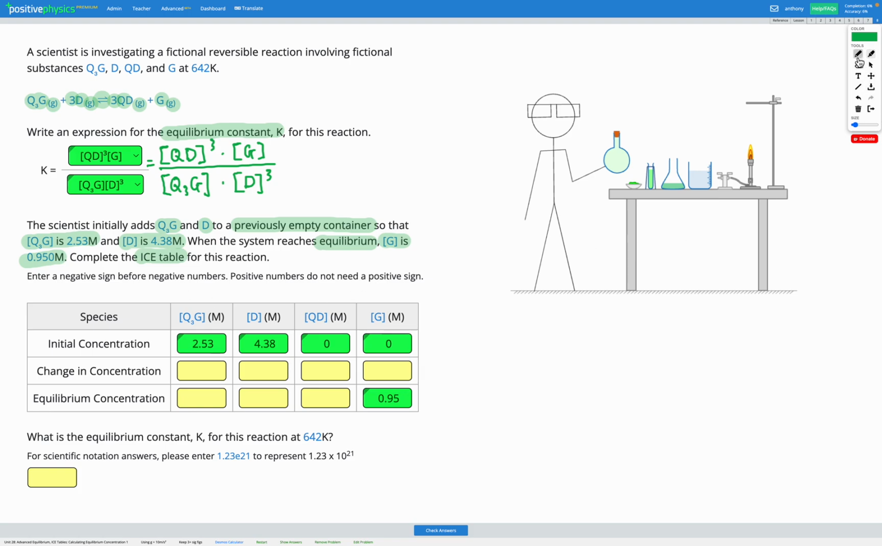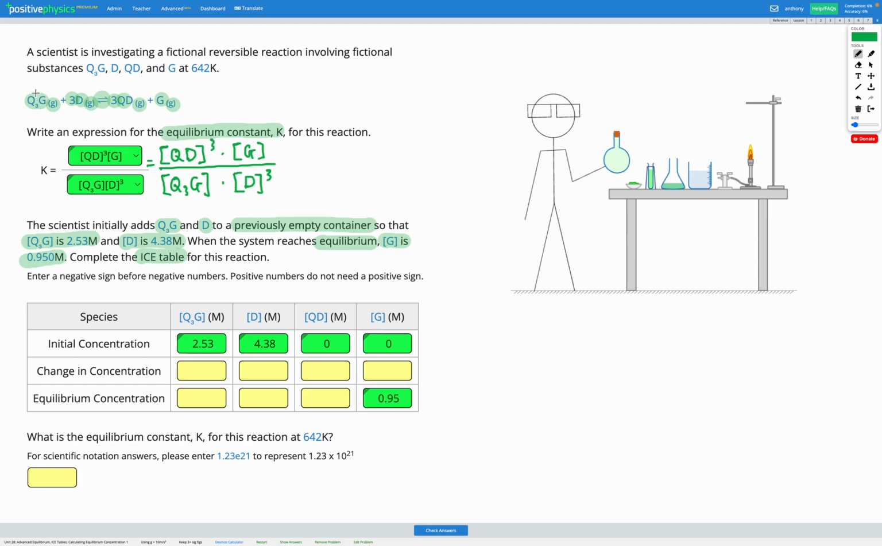So our first step on doing that, after we get our givens, is to use our chemical equation to write algebraic expressions for the change in concentration of each of our substances. Now we're starting off with our reactants, with Q3G and D. We've got some of them at the beginning. So those are going to be turning into our products. So overall, the concentrations of our reactants are going to decrease, the concentrations of our products are going to increase. So I'm going to write an expression for each of those.